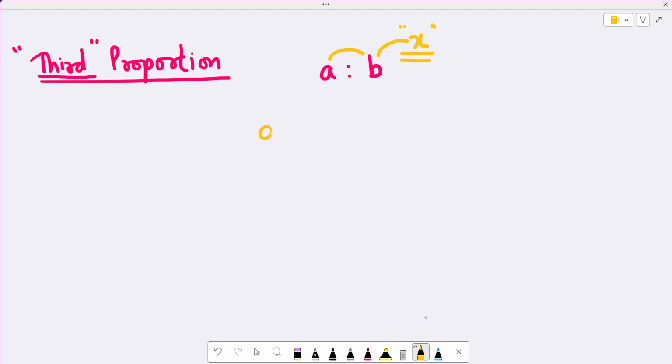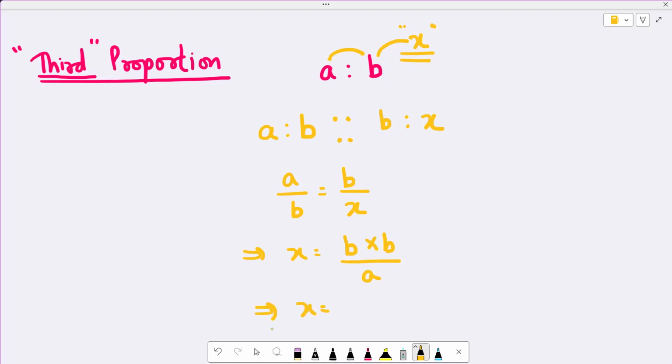How will we write it? A ratio B will be in proportion with B ratio X. This is what it means. Now we can write A upon B will be equal to B upon X. Now when we shift X to this particular side, we have B multiplied by B divided by A, or X will be equal to B squared divided by A.